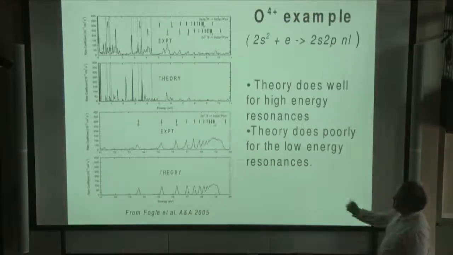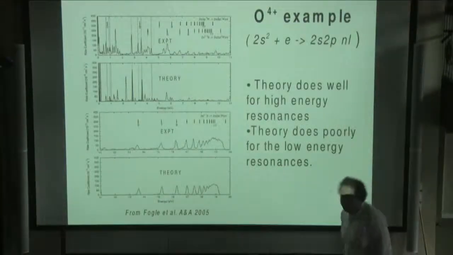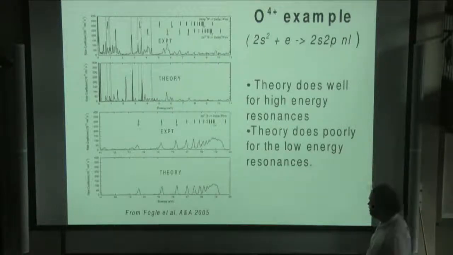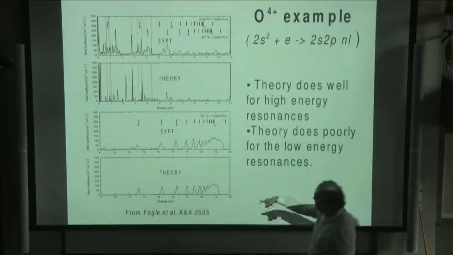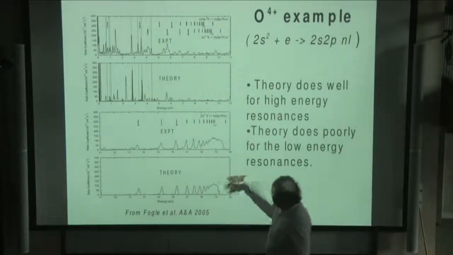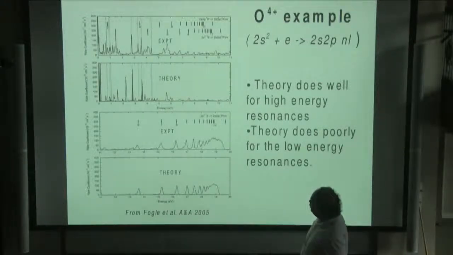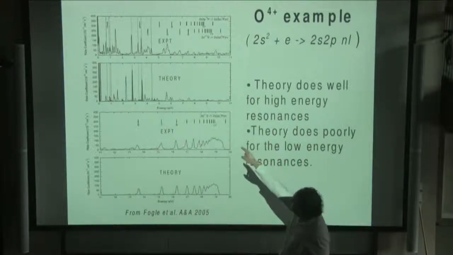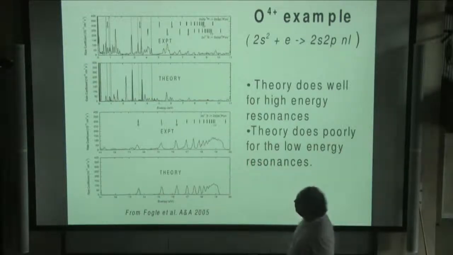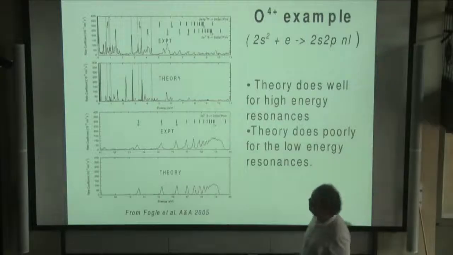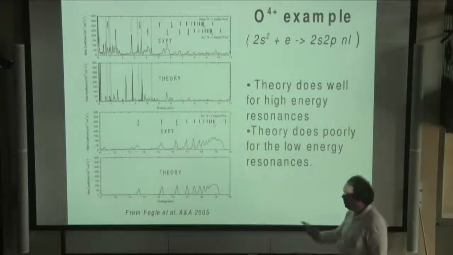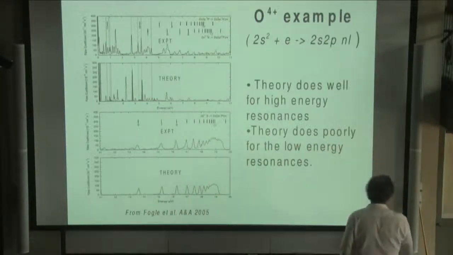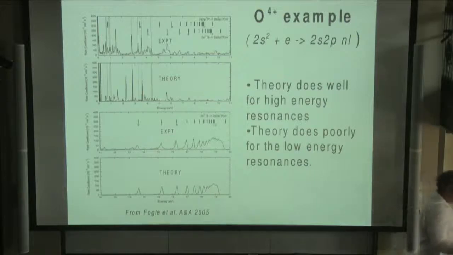So this is an experimental calculation carried out by Mike Fogel, and we're comparing theory and experiment. We can see that at higher energies, the agreement between theory and experiment is quite good. However, when we get down to the low energies, especially the ones close to the ground state threshold, we're not getting the resonance positions correctly. And this can have a very dramatic effect on the rate coefficient. So let me blow up that energy region close to the ground state.